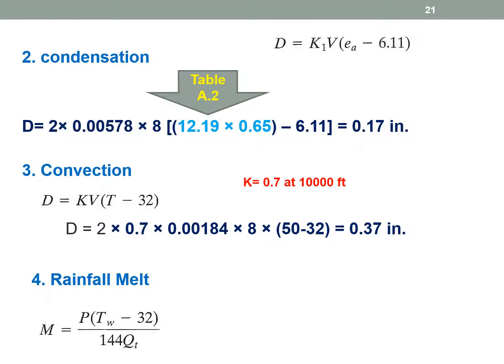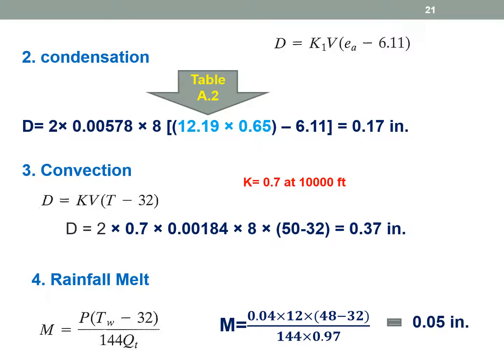Rainfall melt, M equals P times (TW minus 32) over 144 times QT. So P is given here, 0.04 inches per hour, times 12 hours, times (48 minus 32) over 144, times 0.97. If this is not given in the problem statement or in other problems, you can consider this number to be 0.97. The answer will be 0.05 inches.